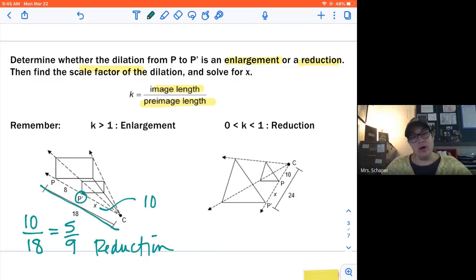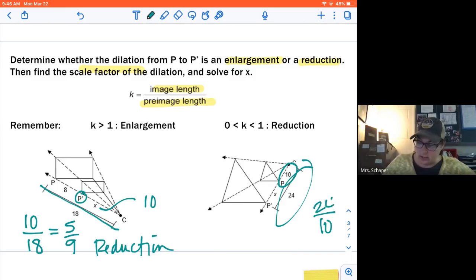Looking at the second one, we're going from P prime to P to P prime. Oh, goodness. So the distance for the pre-image is 10. The distance for the image, that's our final spot, is 24. So that's going to be 12/5. Therefore, that is an enlargement. All right, that's going to be an enlargement.